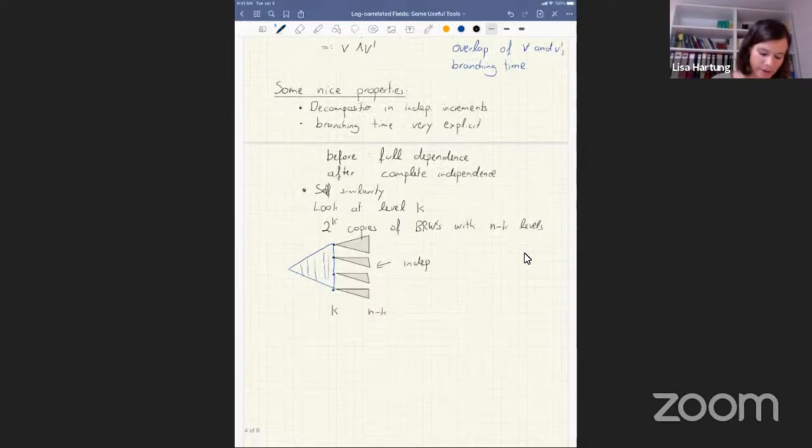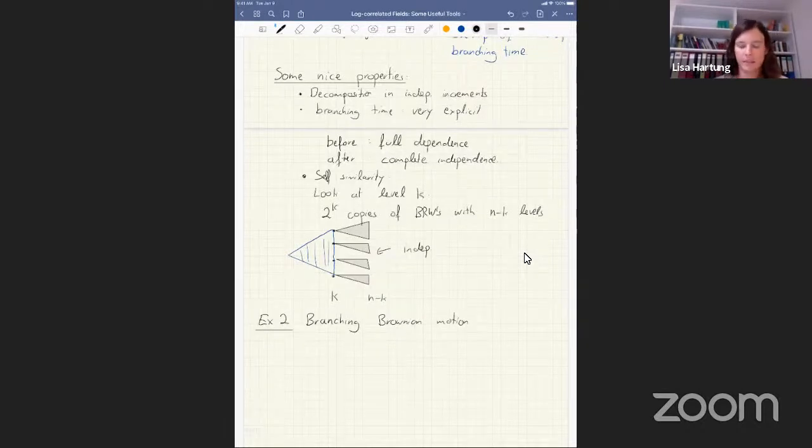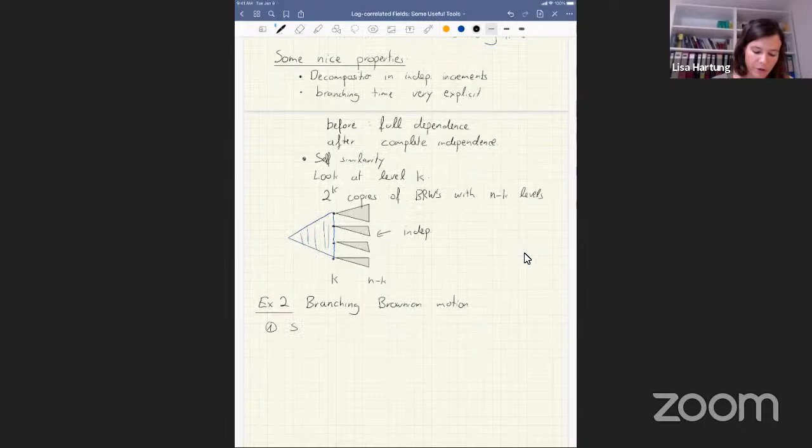Another example which I would like to mention, which is kind of the continuous analog of this branching random walk, is branching Brownian motion. It has very much the same properties, but it's a continuous time version. So what you do is you start with one Brownian motion at 0. You let it run for an exponential 1 time to split in 2.